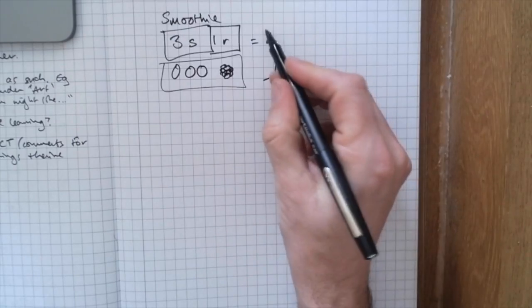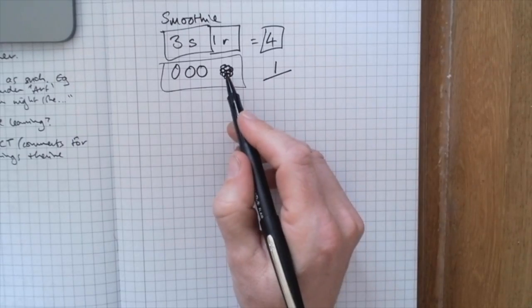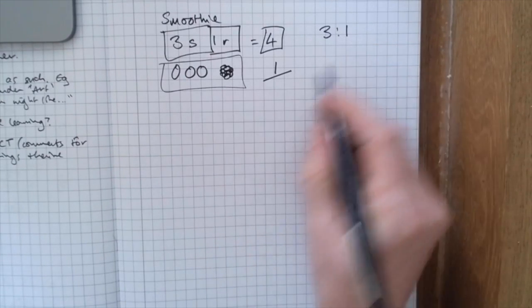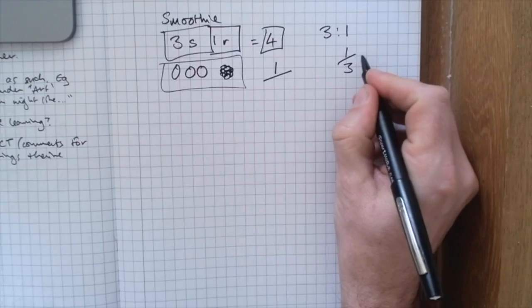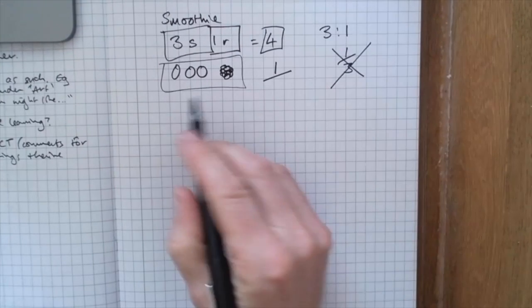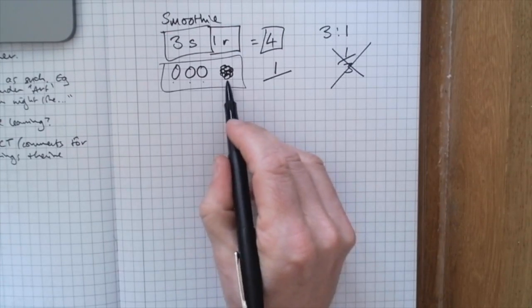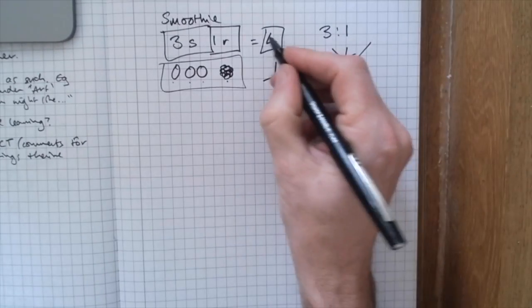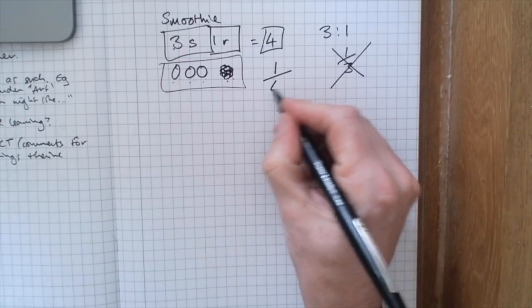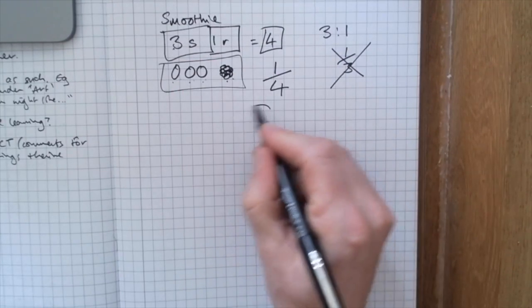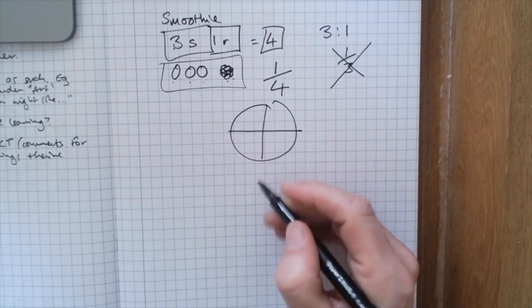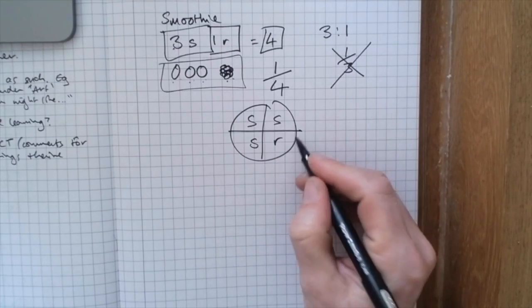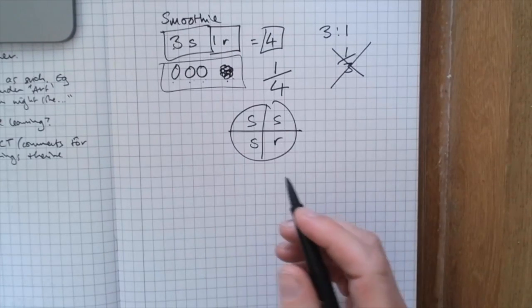Well, this is our big clue. Although our ratio was 3 strawberries to 1, it's not going to be 1/3, because we've actually got 1, 2, 3, 4 bits of fruit that make up our whole. So because there's 4 bits of fruit, 4 would go on the bottom. If we look at it almost like a smoothie pizza, this is going to be strawberry, strawberry, strawberry, raspberry. So 1 out of the 4 parts is raspberry.